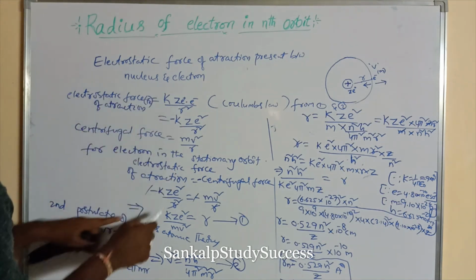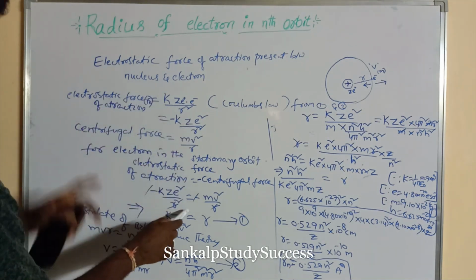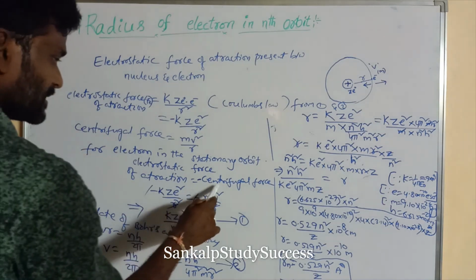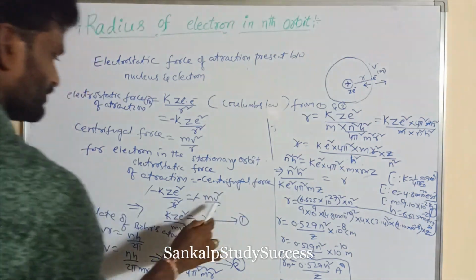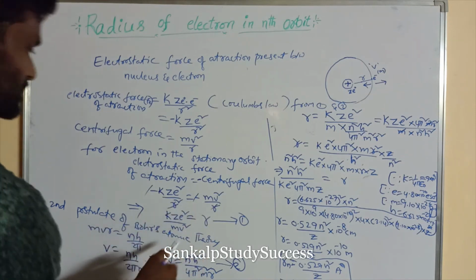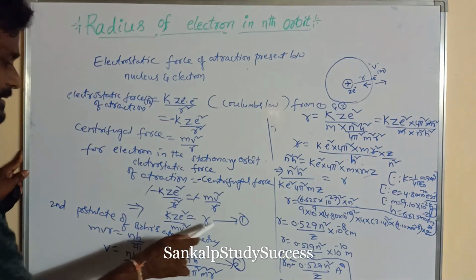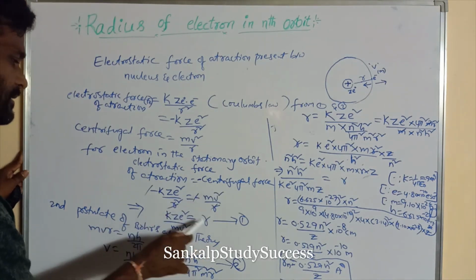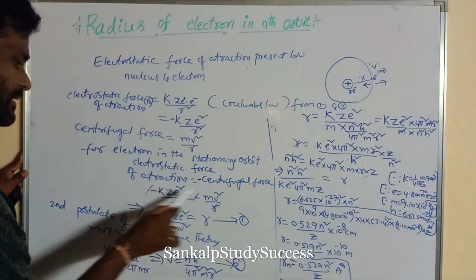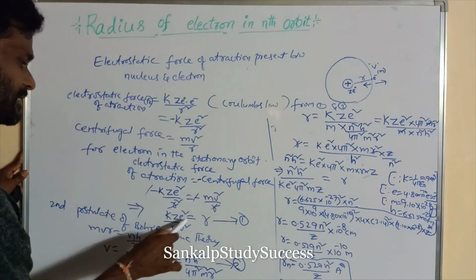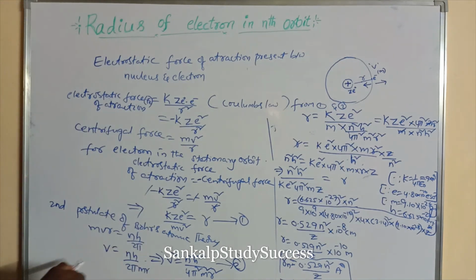Now, electrostatic force of attraction, minus k Z e square by r square, is equal to minus centrifugal force, minus mv square by r. r can be cancelled. What is remaining? r is equal to k Z e square by mv square. So this equation we can say equation 1.